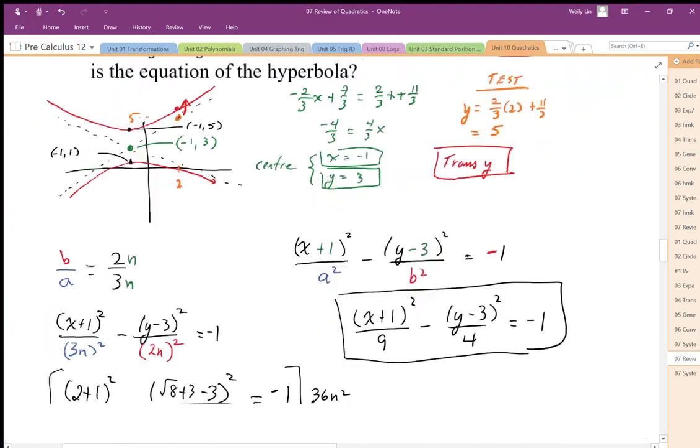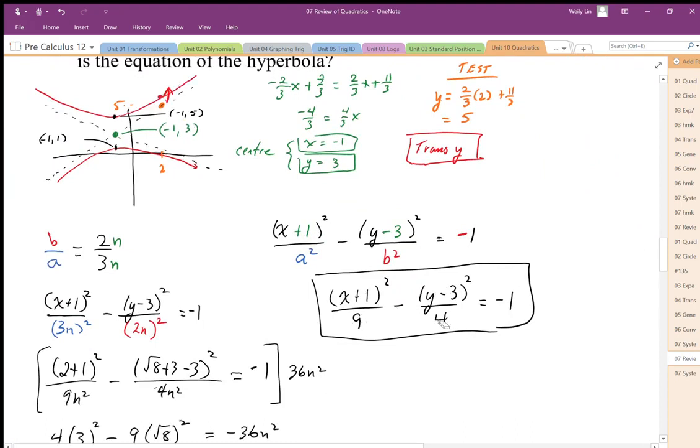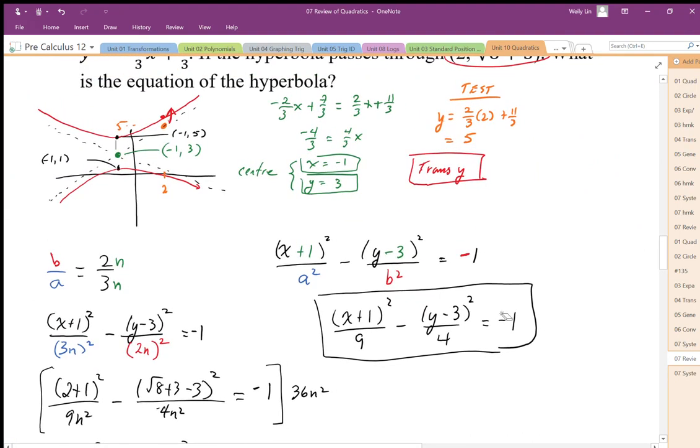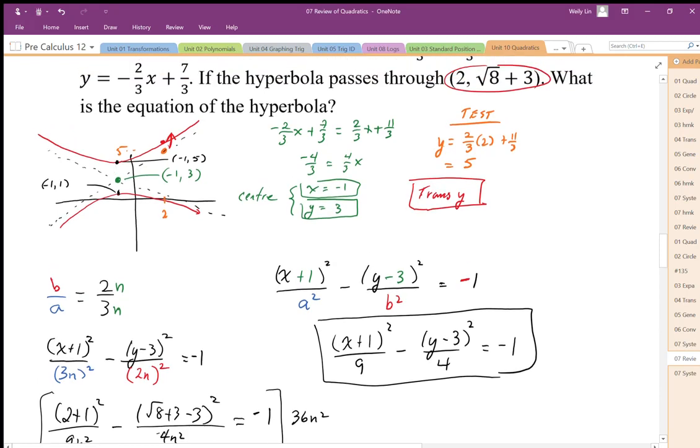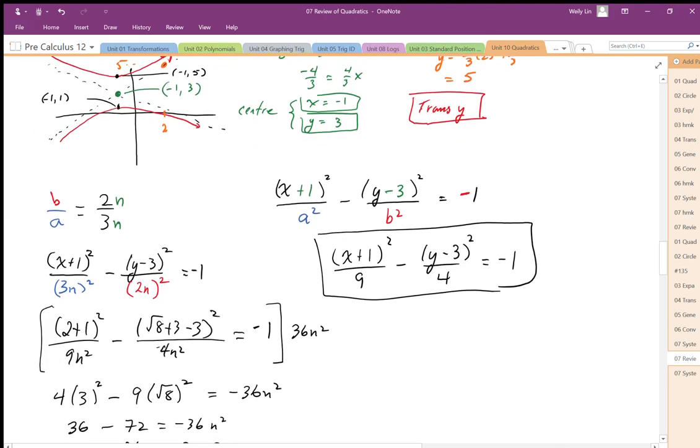My equation was, I solved for my center, my A and B values. I figured out this trans y based on the test of the point on the line, that orange point on my asymptote, which I calculated as 5, and I worked out that the red dot given was above 5. So that's how I got my trans, and then I solved for the rest, solving for A and B values. There are a few different ways, but here I used this relationship b over a equals 2 over 3, and I then made it into 2n over 3n so that I can just solve for one variable.